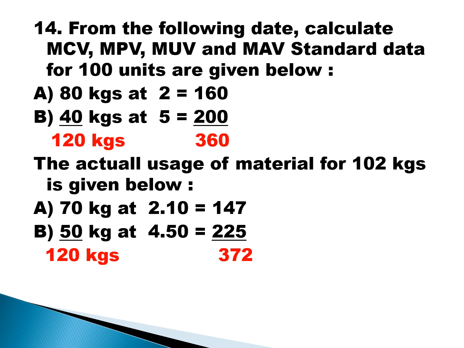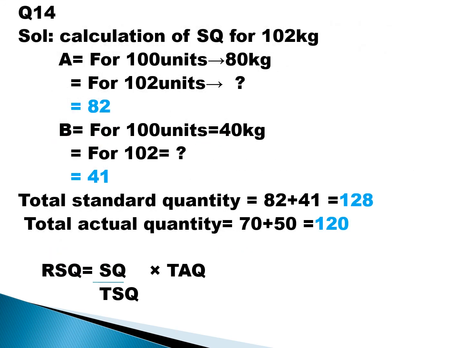So here's the answer, students. Kindly work it out on your own. First you need to find standard quantity for 102 kg. So you get A 82, B 41. So total standard quantity 82 plus 41, you get 123.